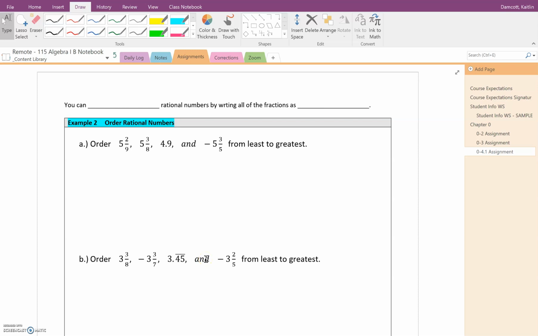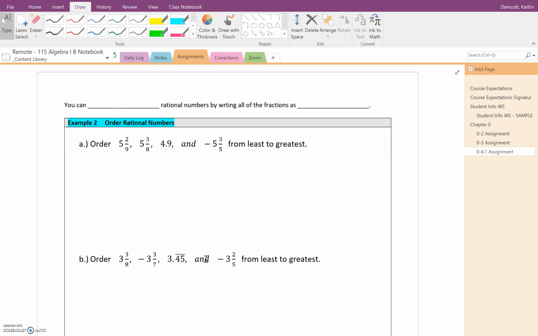Welcome back to the 0-4.1 assignment. So in the previous video, we just looked at example 1. Now we're taking a look at example 2, where we are ordering rational numbers. So we are putting them in order from least to greatest. So this is very, very similar to what we did in the 0-2 assignment.